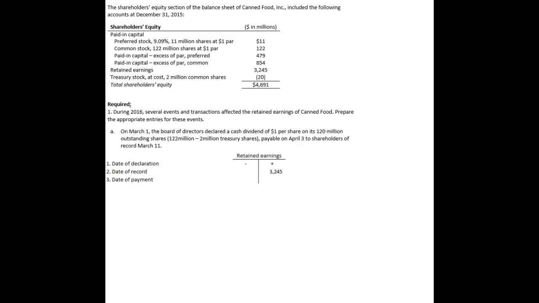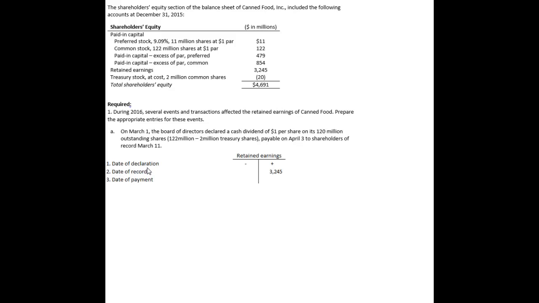When a company decides that a cash dividend is in order, we have to always remember the three dates that are of importance for accounting transactions, and I have those listed here. One is the date of declaration, second is the date of record, and third is the date of payment. So these are each significant and they all represent something different.